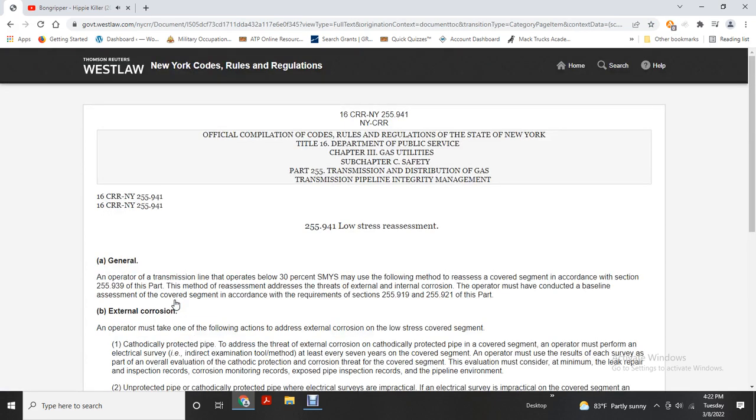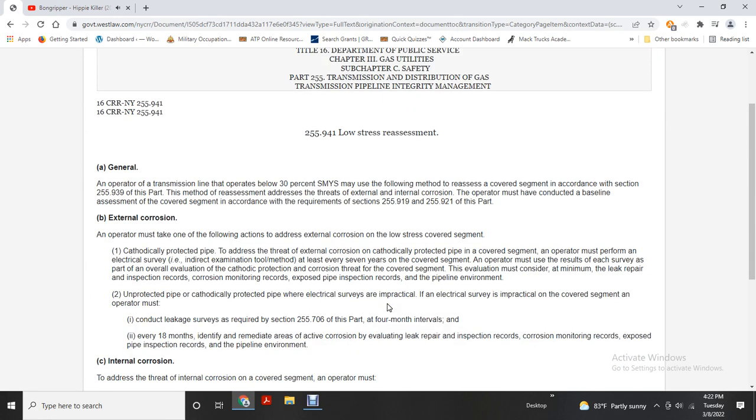Low stress assessment. For a transmission pipeline operating below 30% of specified minimum yield strength, use the following methods of reassessment of the covered segment in accordance with Section 255.939, methods of reassessment for external and internal corrosion. The operator must have the baseline assessment of the covered segment in accordance with requirements of 255.919 and 921.